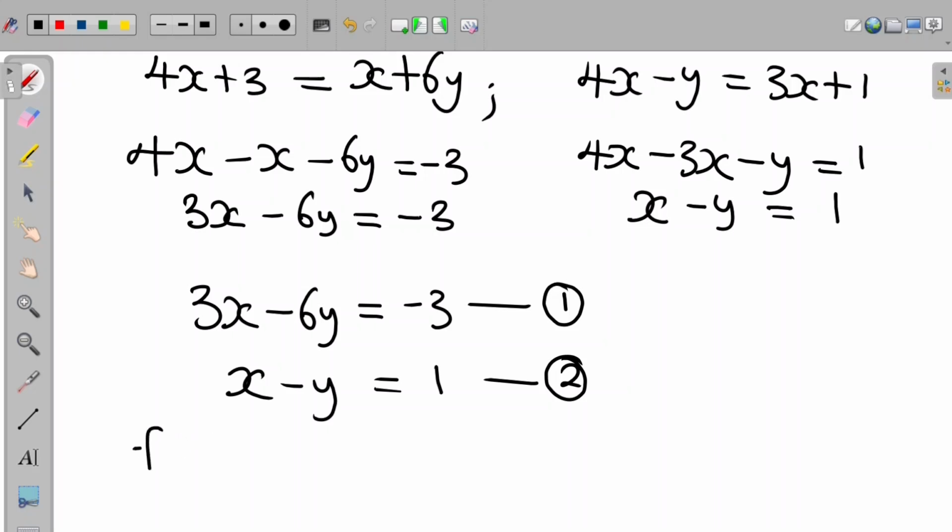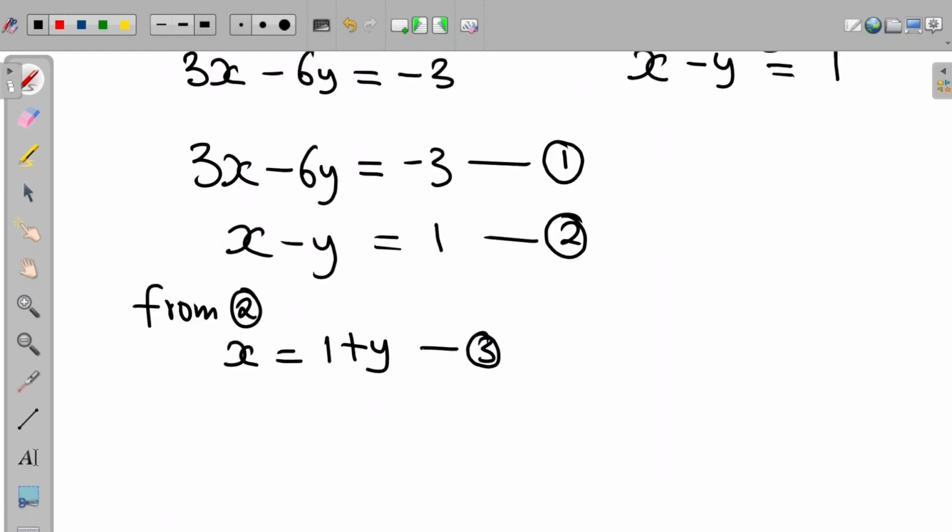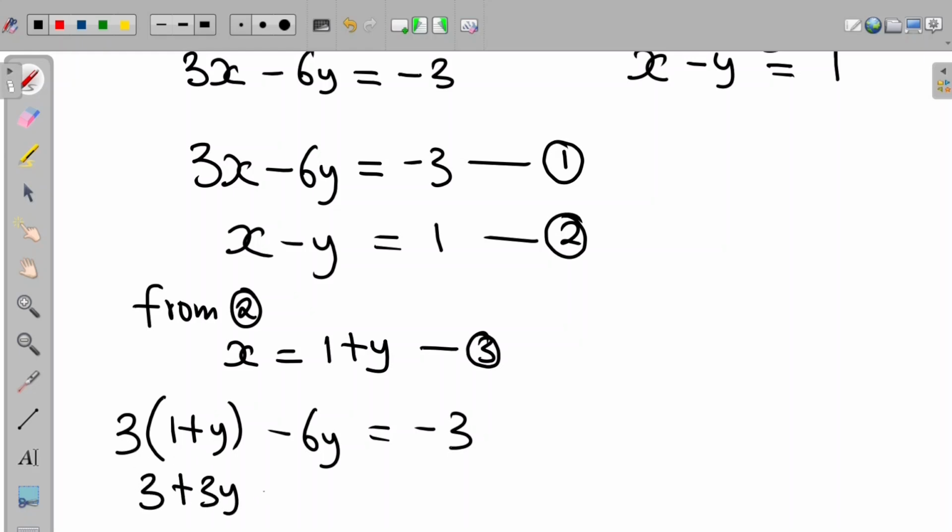So we have that from equation 2, x can be expressed as 1 plus y. Let's call this equation 3. Thus, we can substitute the value of equation 3 into equation 1 to obtain the value of y. So this becomes 3, open a bracket, x is equal to 1 plus y, close bracket, minus 6y equal to negative 3. We can expand the bracket here. So 3 times 1 is 3, 3 times y is 3y, minus 6y equal to negative 3.